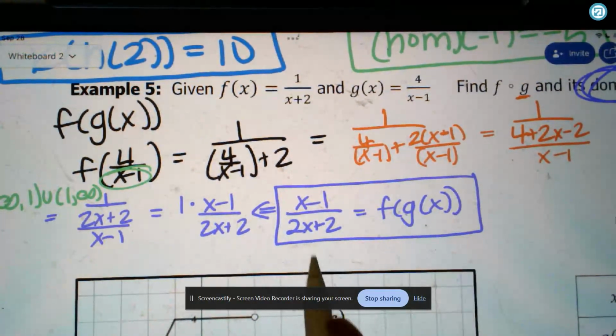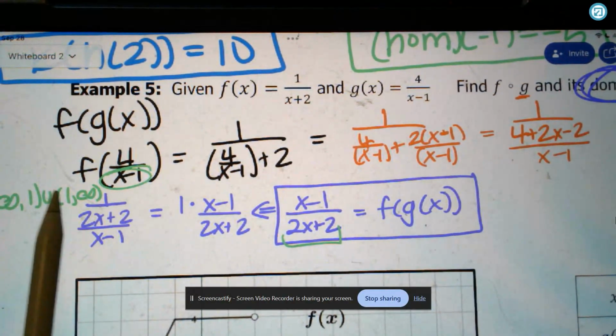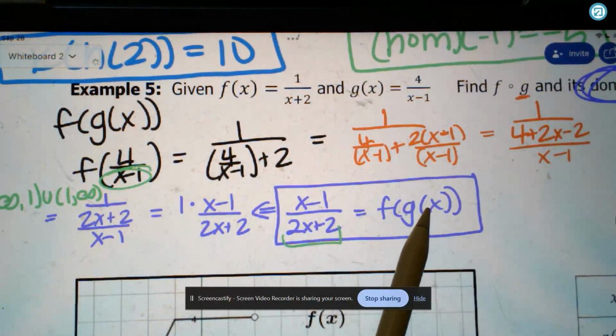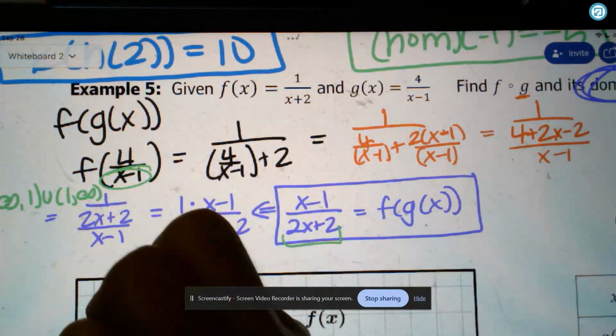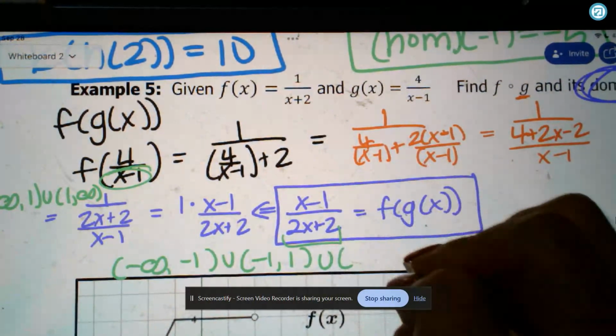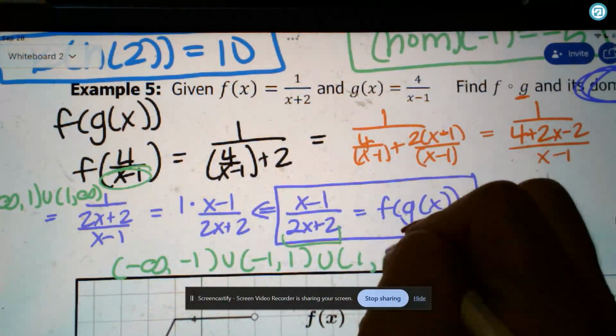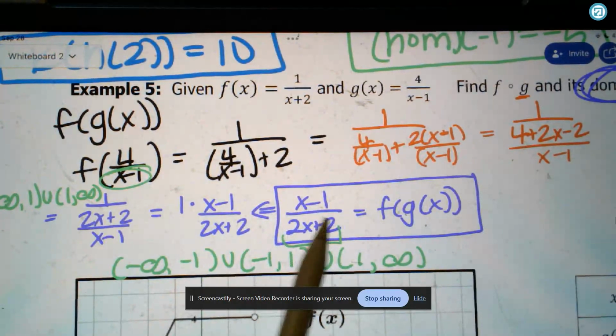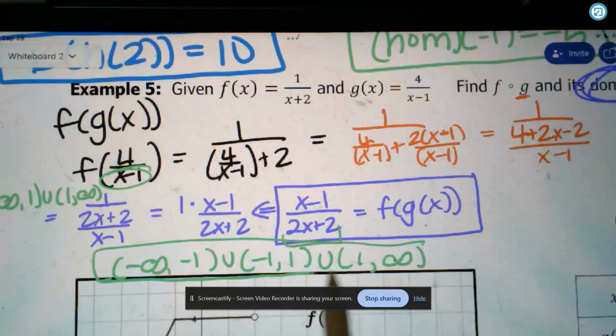Down here, if we have this denominator, if we set that equal to 0, 2x will equal negative 2, and x cannot equal negative 1. Okay, well, negative 1 is included in the domain of g, but it cannot be included in the domain of f of g. So then our final answer for our domain is going to be from negative infinity to negative 1, union negative 1 to 1, union 1 to infinity. So negative 1 worked in the original, but when we did the composition, negative 1 became something we could not have. So this is your final answer for your domain. Okay?